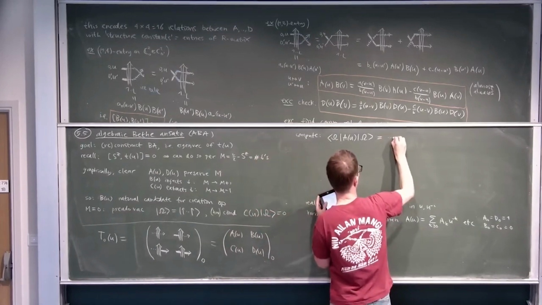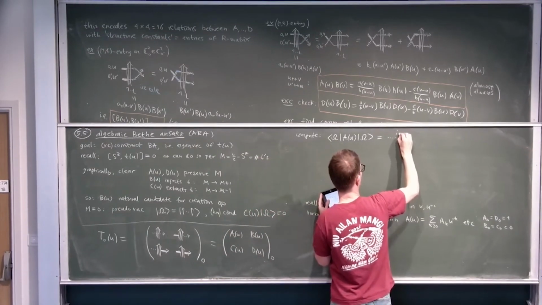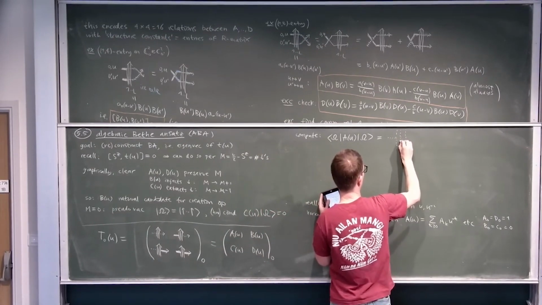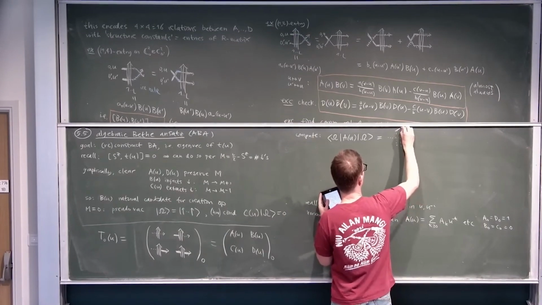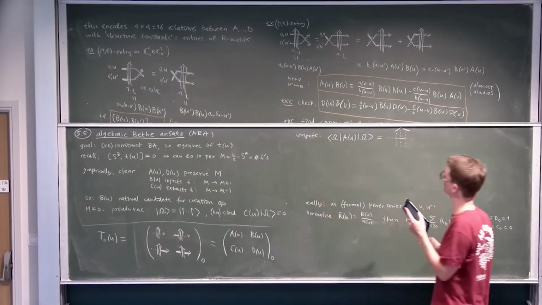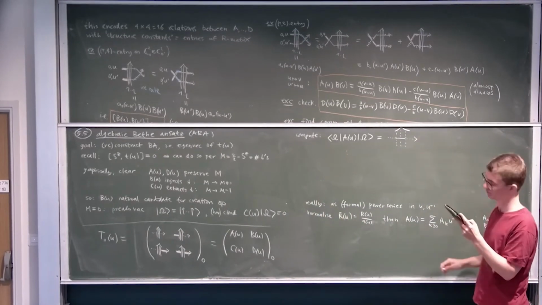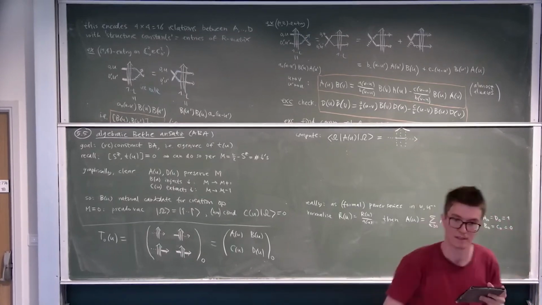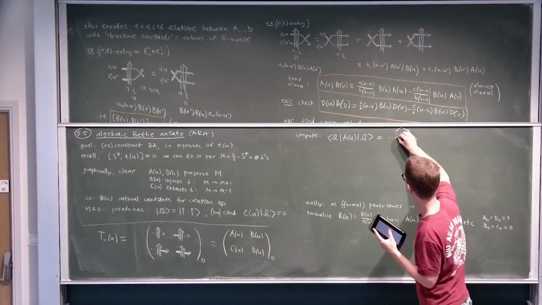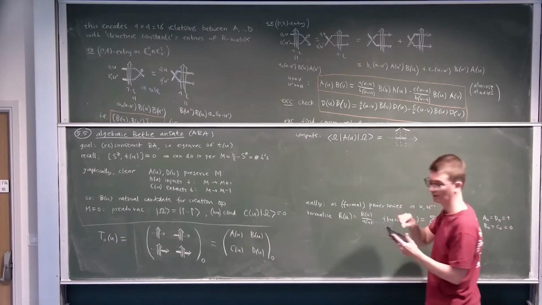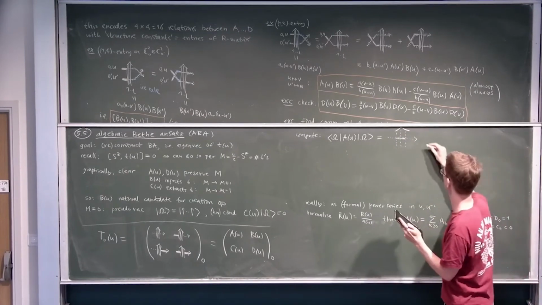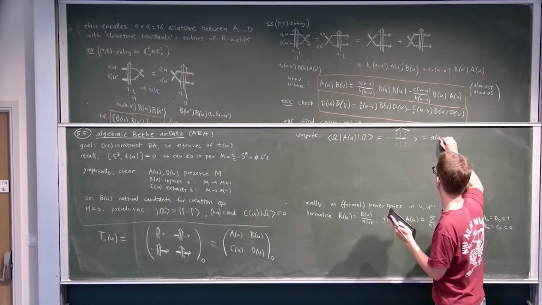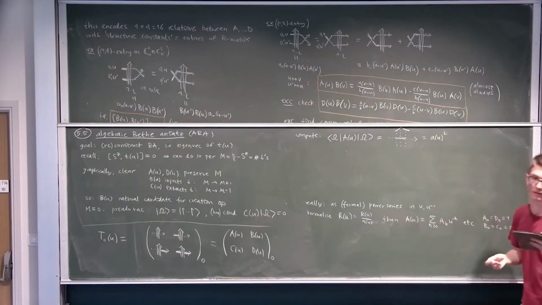which graphically means that we have dotted lines on all sides, like this. But of course, by the ice rule, the internal lines have to be dotted as well. And then we read off that this is just a product of A vertices, so it's A of u to the power L.